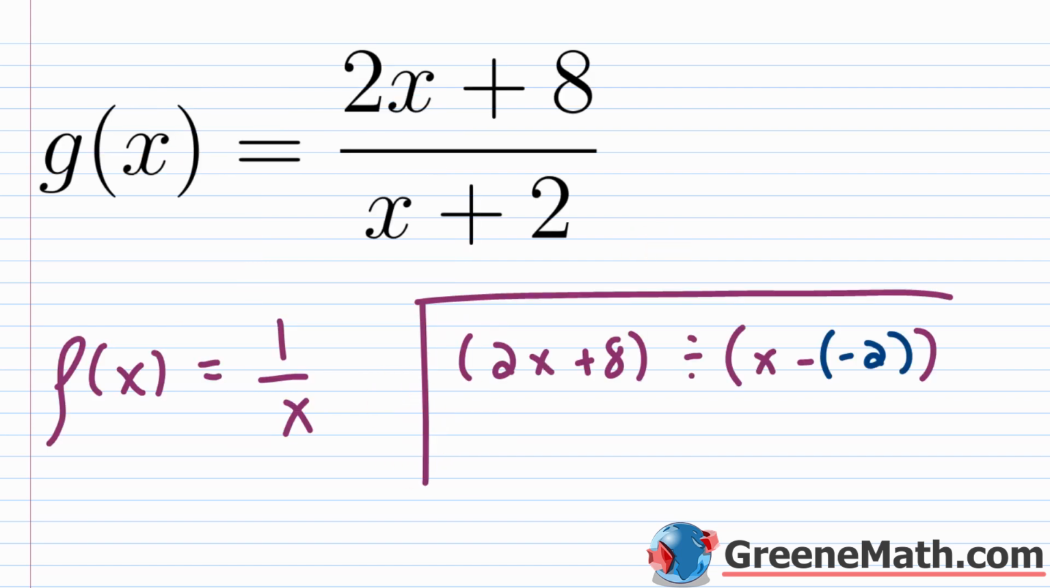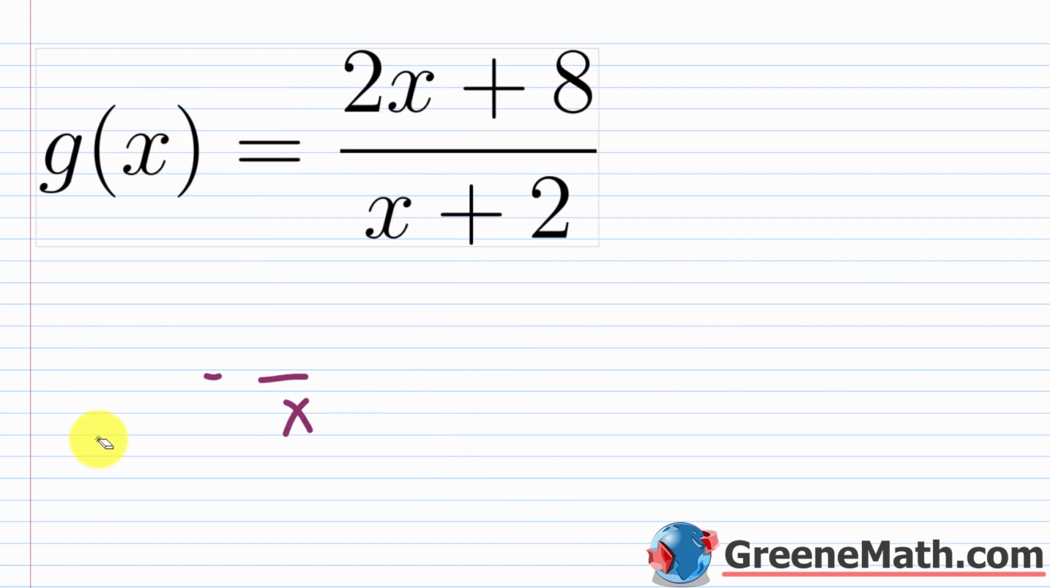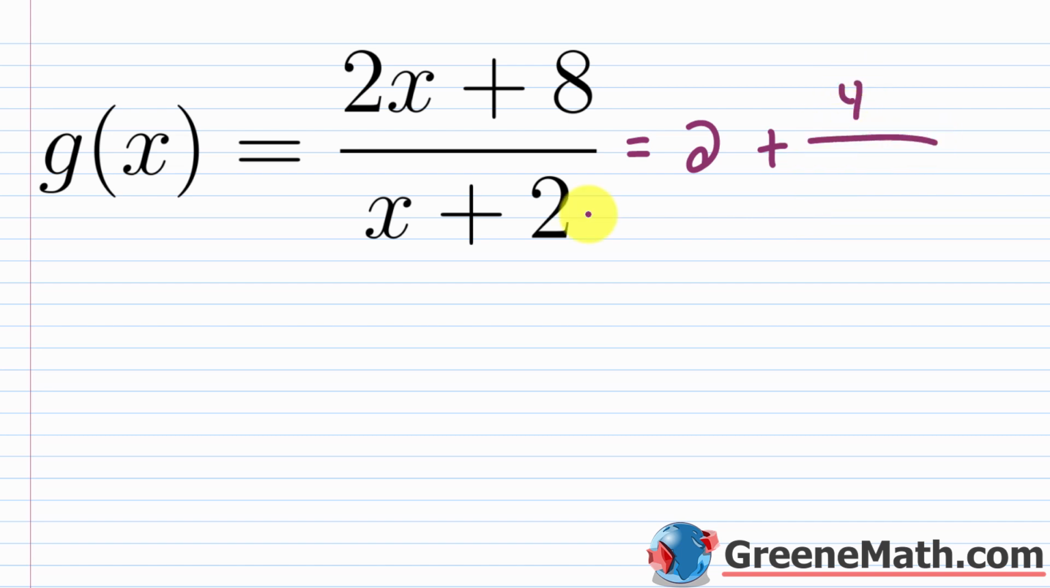So coming back up, let me get rid of this. And you can get rid of this for a moment. Let's just say this would be equal to, well, again, the quotient was 2, and then plus the remainder was 4. And you want to write that over your divisor here, or your denominator. So this would be x plus 2.